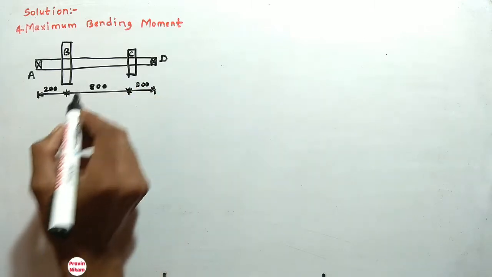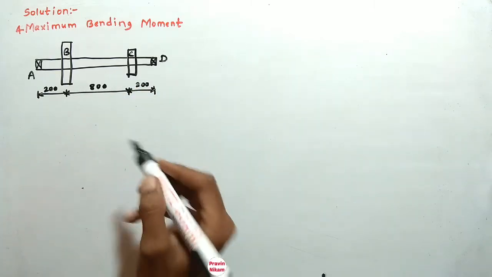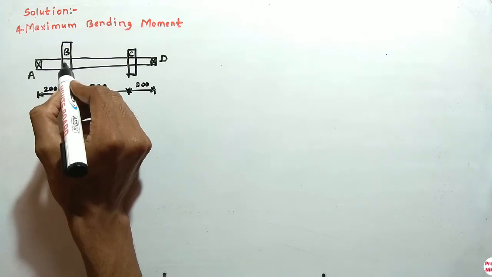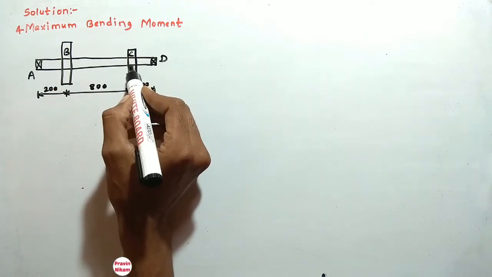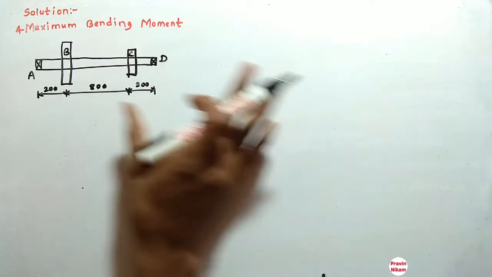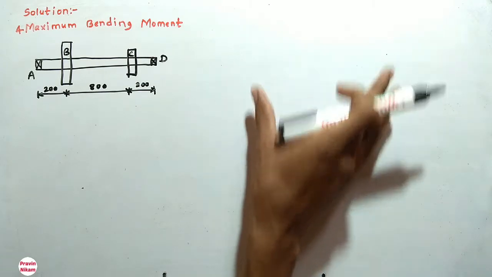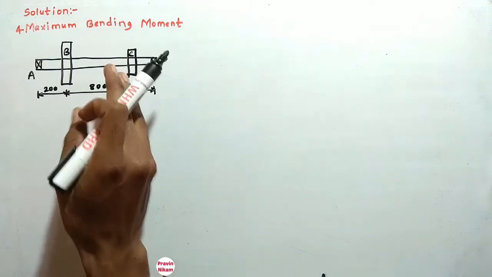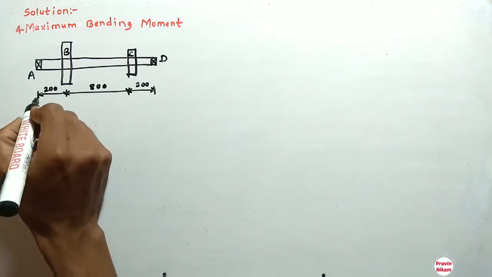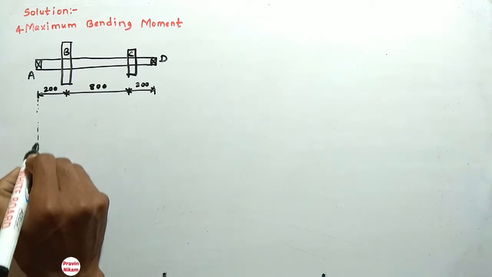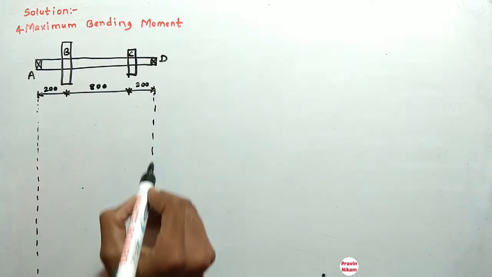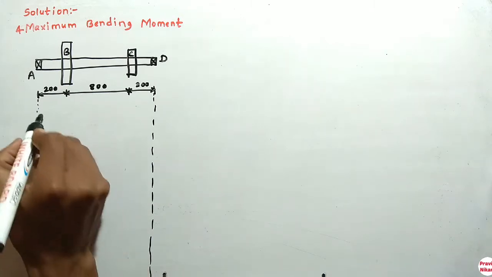Now let us draw. We know that at this point a vertical load is there, and at this point a horizontal load is there. So for the vertical load, we find the different bending moments. For the horizontal load, again we find different bending moments. First let us see the vertical loading diagram. Now I am going to draw the vertical loading diagram.